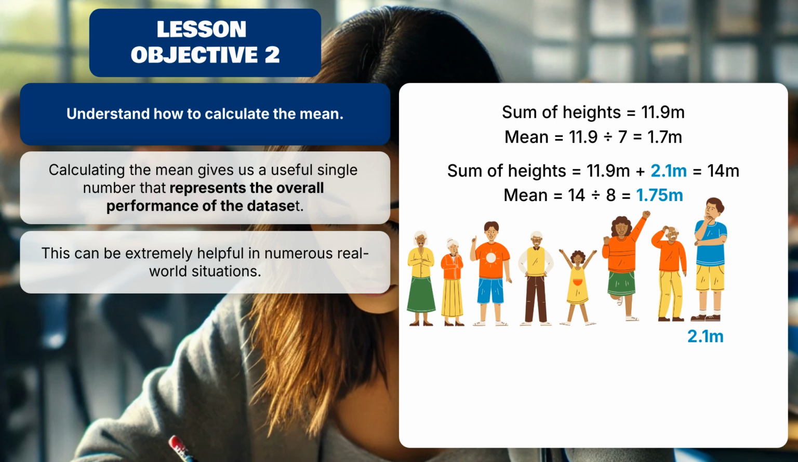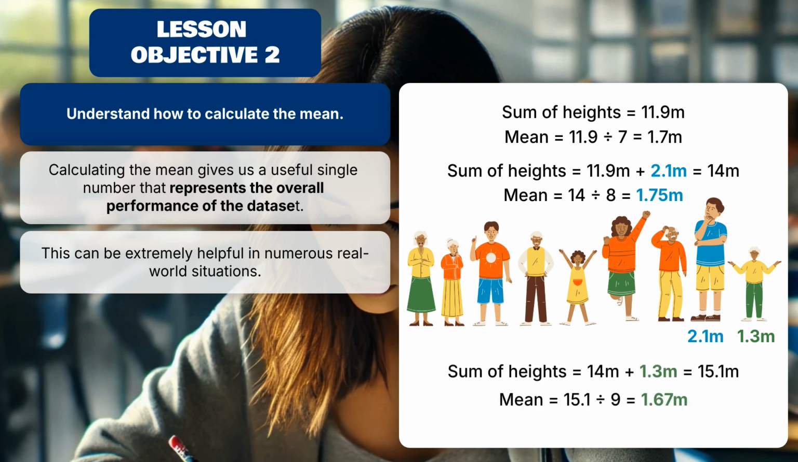This is because this new person is taller than 1.7 meters, so they are bringing the average of the whole group up. Then a smaller person joins the group, who is only 1.3 meters in height. This will bring the mean back down, since this person is smaller than the average height of the group.